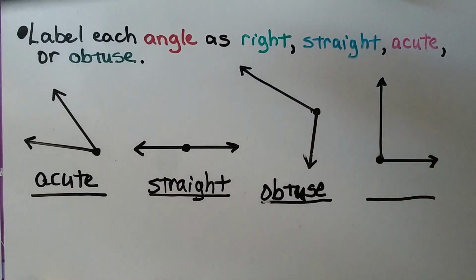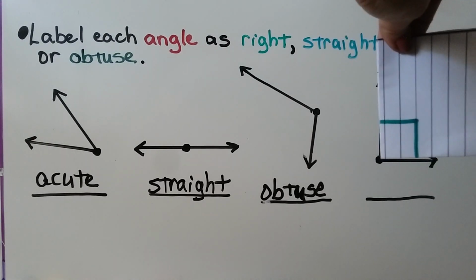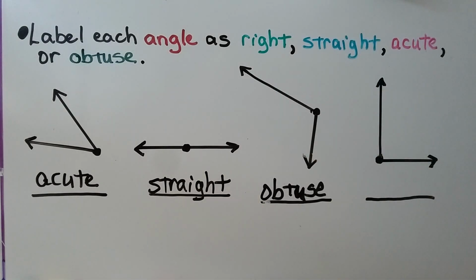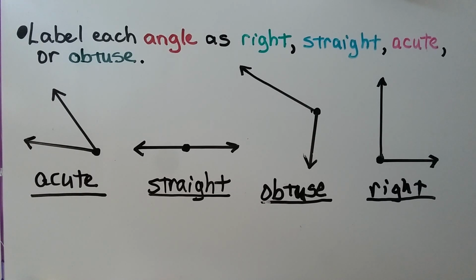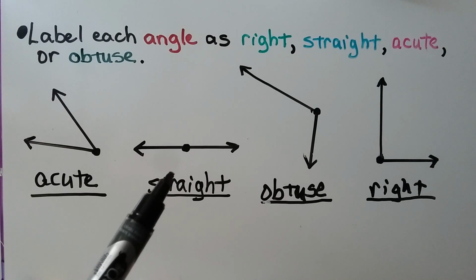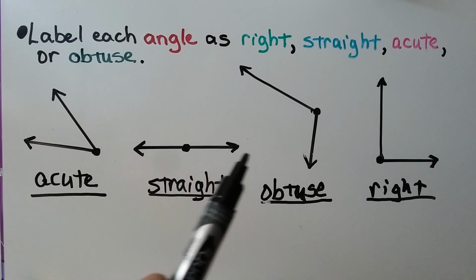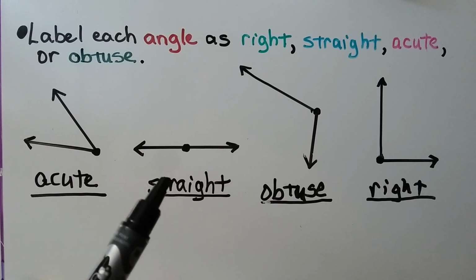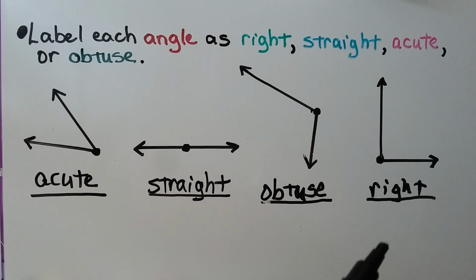We can use our paper to line up this last one. Look, both rays match the corner perfectly. That must be a right angle. So remember, an acute angle is less than a right angle. They're cute and small. A straight angle makes a line, a straight line. An obtuse angle, well, that's greater than a right angle, and it's less than a straight angle. And a right angle makes a corner. It makes a square corner.